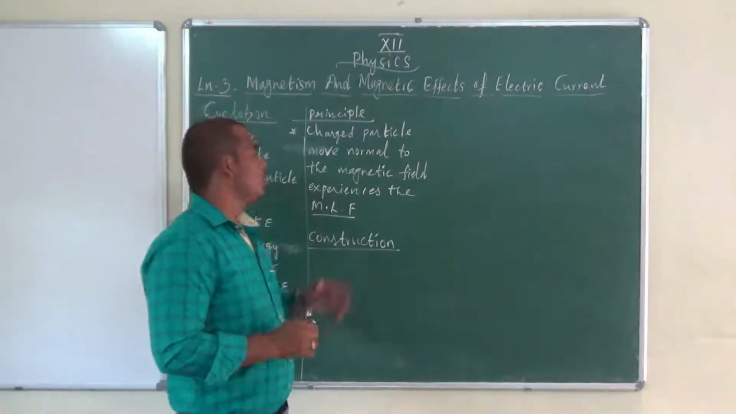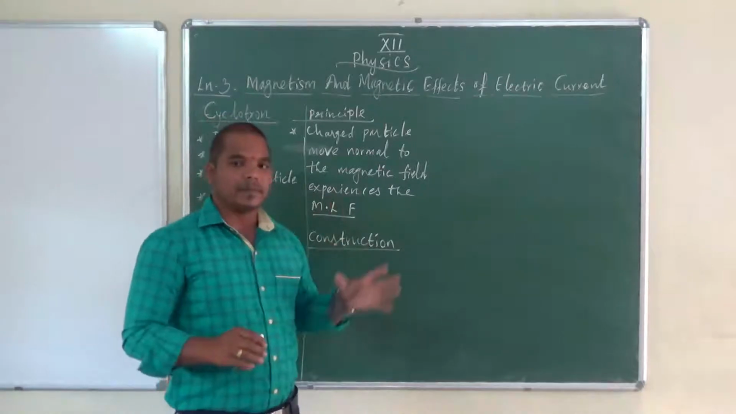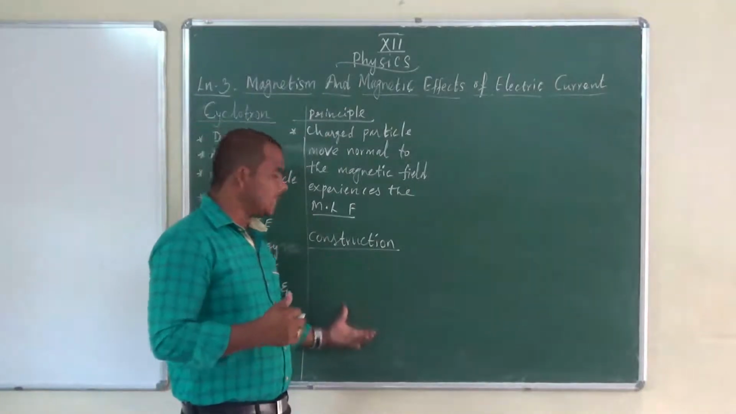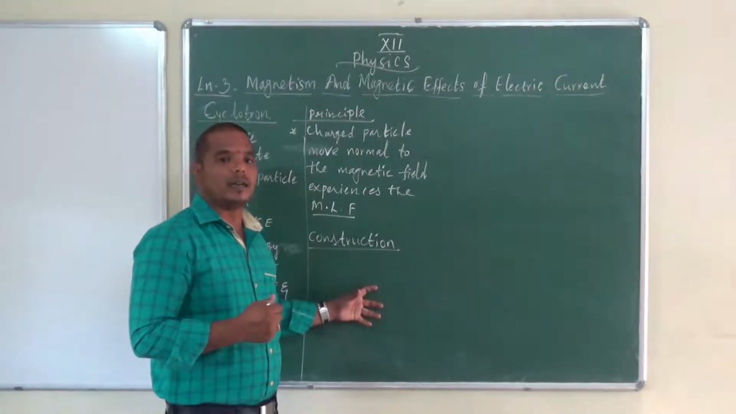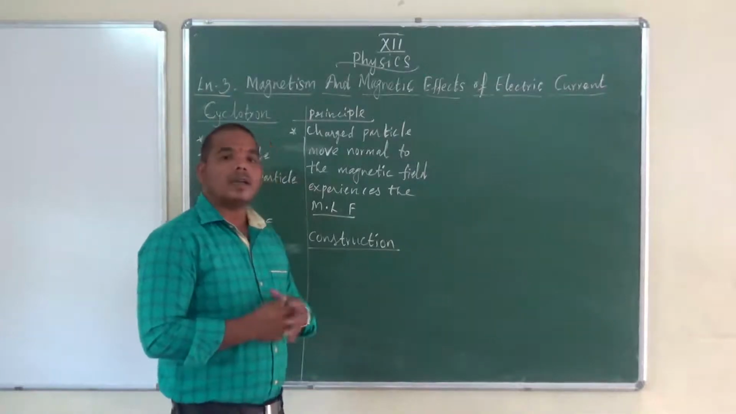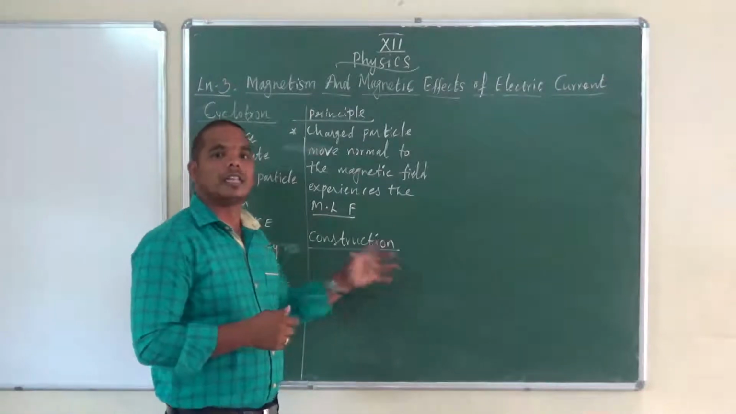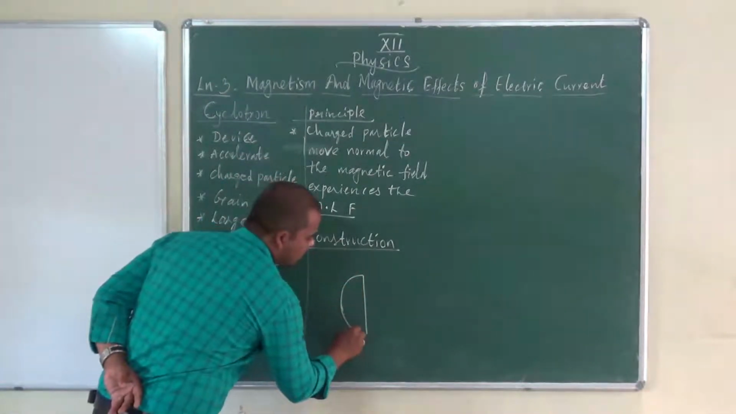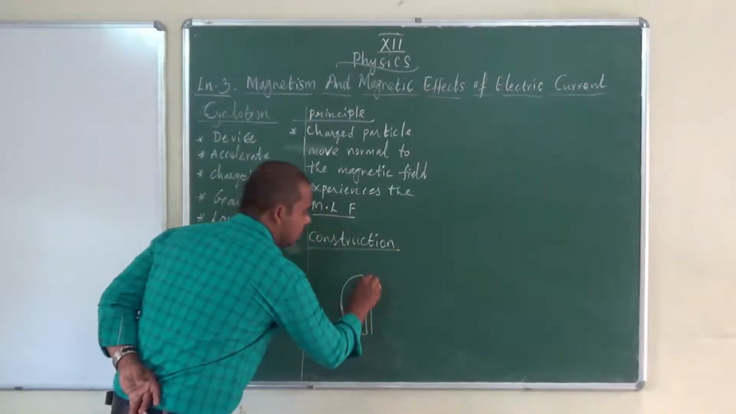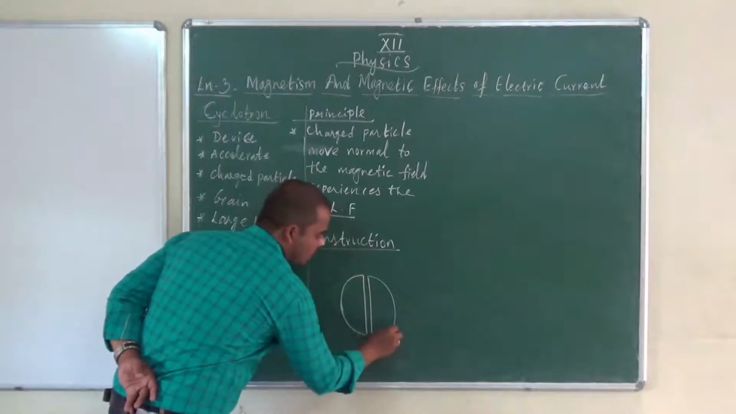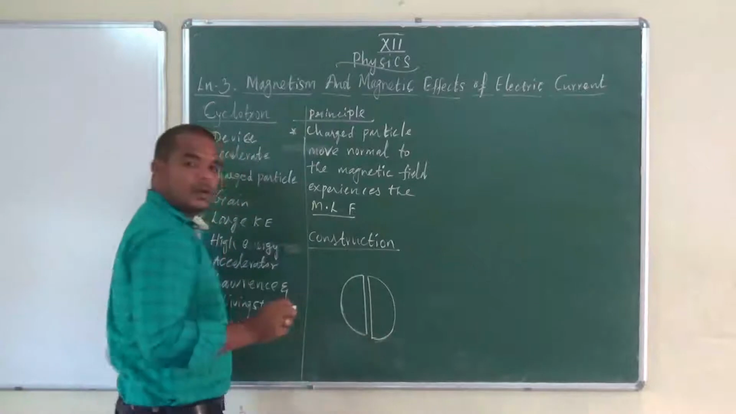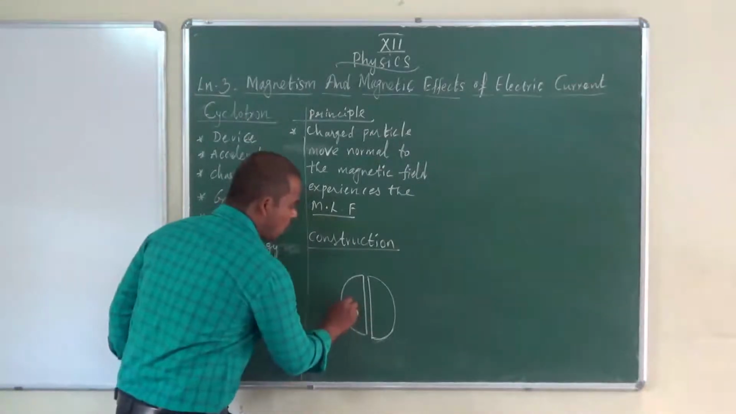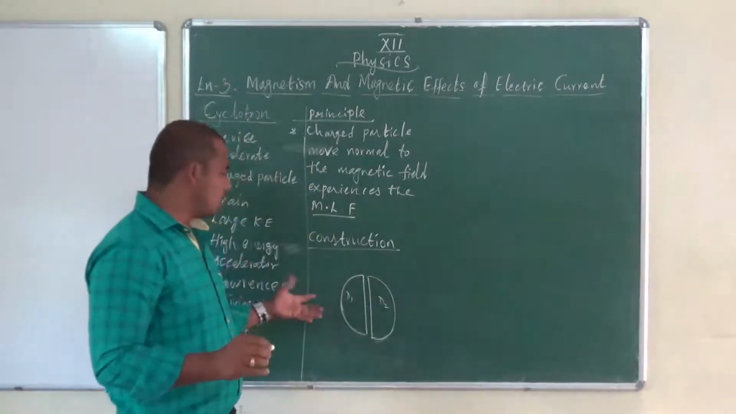Construction of cyclotron. The schematic diagram: first I will draw the diagram, otherwise I will explain. See the board. The charged particle is allowed to move between the metal semicircular plates. First I will draw the semicircular metal plates, also called Ds. We call this D1 and this D2.